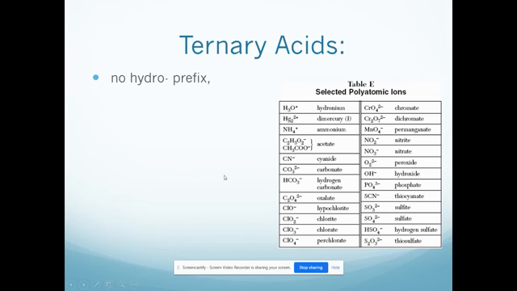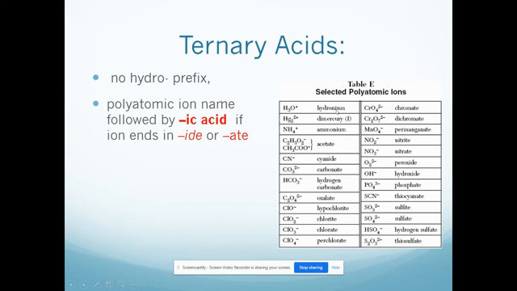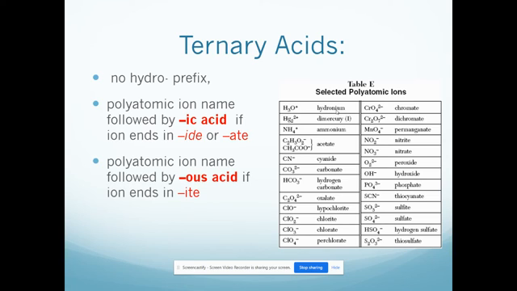Next, we have ternary. These are all attached to a polyatomic. It's the hydrogen, Arrhenius rules. So it's H plus attached to a polyatomic. That polyatomic has to be negative because hydrogen is a plus. Notice the first polyatomic, hydronium, pretty neat. So here, if you have an ic acid, that means the ion ended in ide or ate. A polyatomic that ends in ous would end in ite.